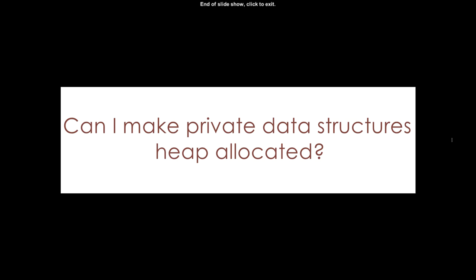So the question is, can you make private data structures heap allocated? Yes, is the answer. There are various ways of doing that. If you, for example, declare a private pointer and then allocate memory to that pointer, then that will be private. So that's a private data structure that's heap allocated.